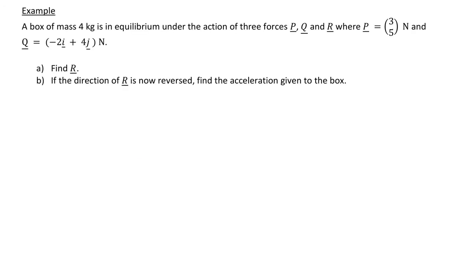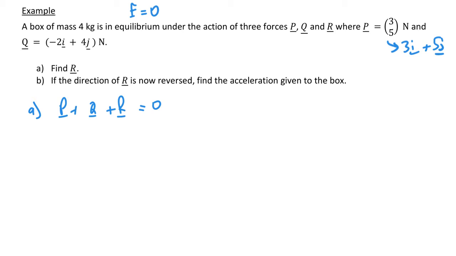Another example then: a box of mass 4 kilograms is in equilibrium. Now, if the forces are in equilibrium, that means the resultant is equal to 0. Under the action of 3 forces P, Q and R, where P is (3, 5). Another way to write that, remember, is 3i plus 5j. Q is minus 2i plus 4j. Find R. So if the resultant force is 0, that means that P plus Q plus R must equal 0.